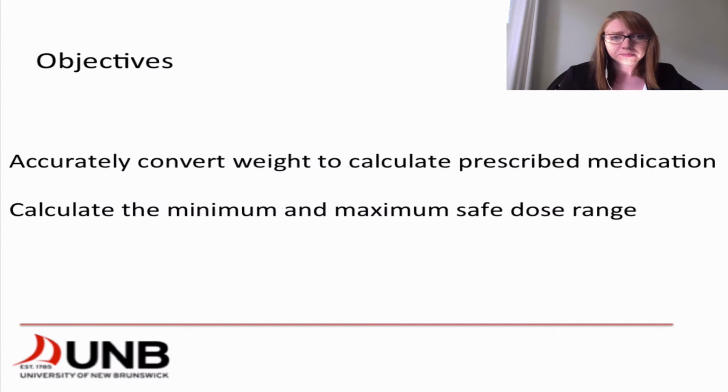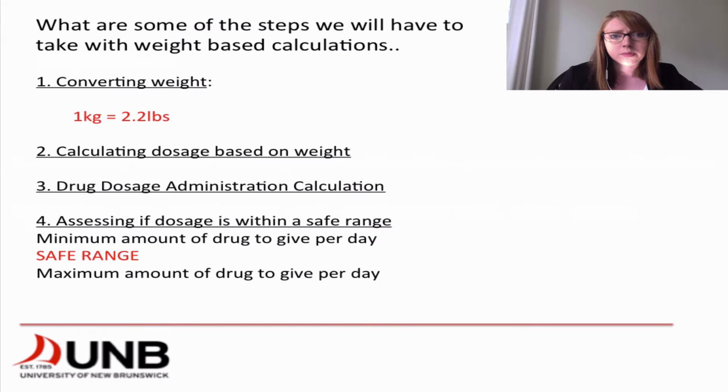Very important. So let's look at some things that we're going to have to do when we're performing these weight-based calculations. So the first thing we're going to have to do is probably convert weight. Most times the weight is in pounds, it's not in kilograms. So again, I just want to remind you that 1 kilogram is 2.2 pounds. So you're either multiplying or dividing depending on which unit you have to go to.